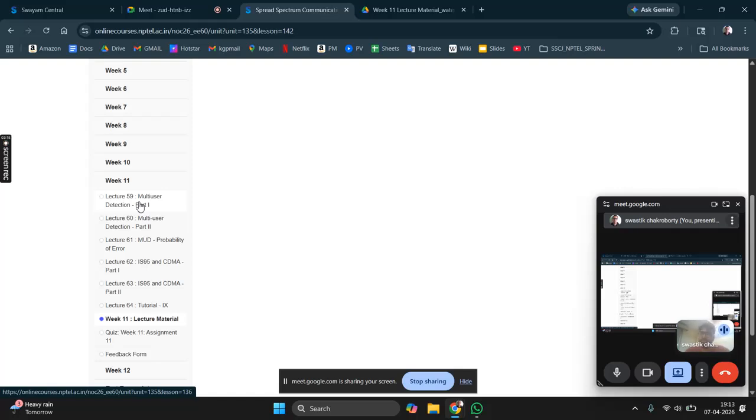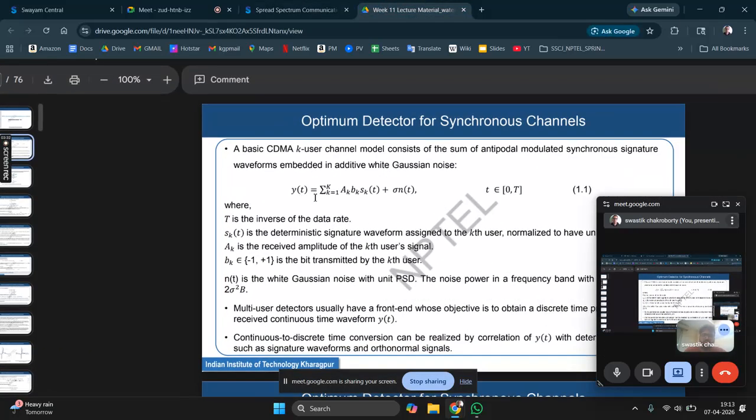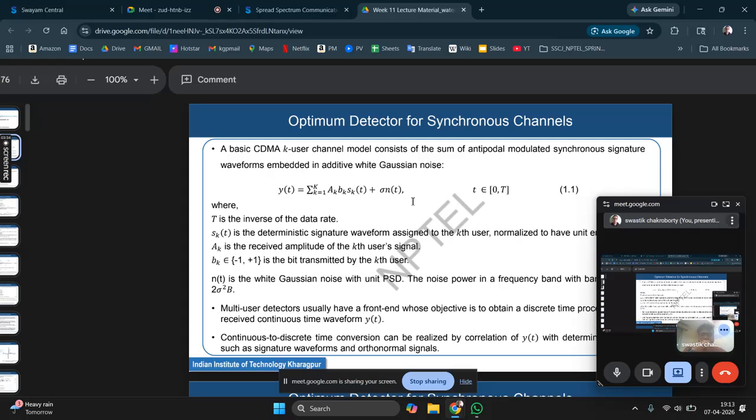Today we will be doing multi-user detection and the IS-95 and CDMA2000 standards. So these are the three topics: multi-user detection, IS-95 and CDMA2000. So we will be going straight to multi-user detection.